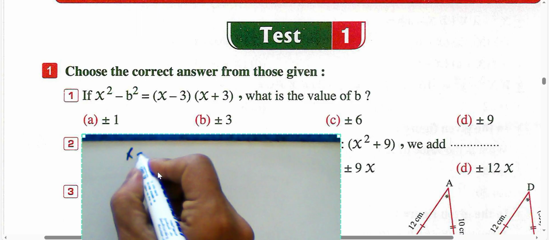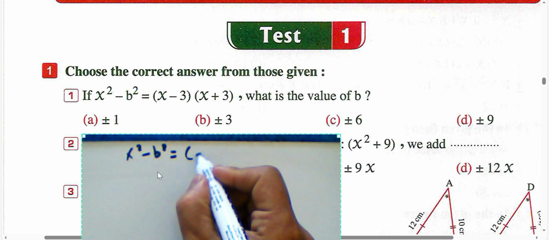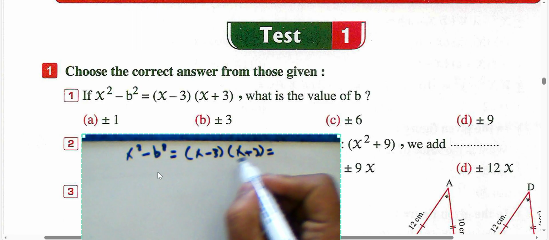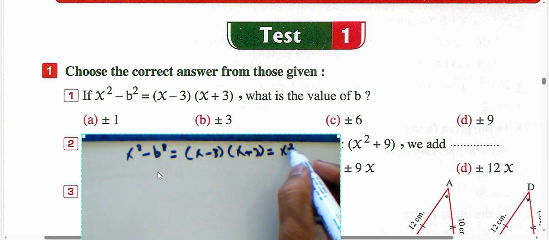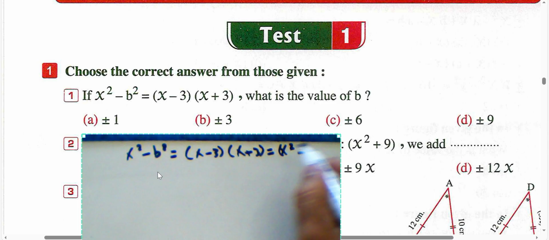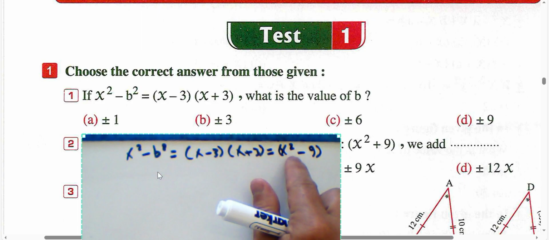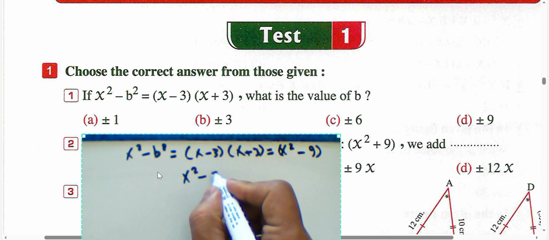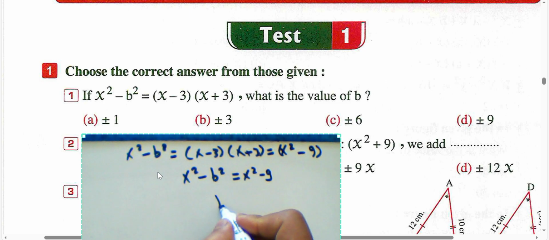We have x power 2 minus b power 2 equals (x minus 3) product (x plus 3). Multiplying the two factors, the result will be x times x equals x power 2, and negative 3 times 3 equals negative 9. Then we can combine similar terms: x power 2 equals x power 2, and negative b power 2 equals negative 9. So x power 2 minus b power 2 equals x power 2 minus 9. Then b power 2 will be equal to 9.